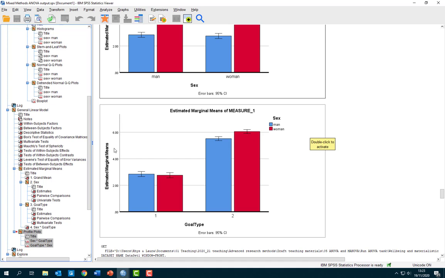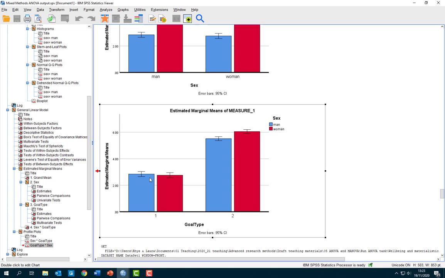So if I was going to report this and I was going to include a bar chart to illustrate this interaction, then I would use this version because I think it displays that reversal in the patterns between the genders more clearly than this one. But that's a decision you have to make.